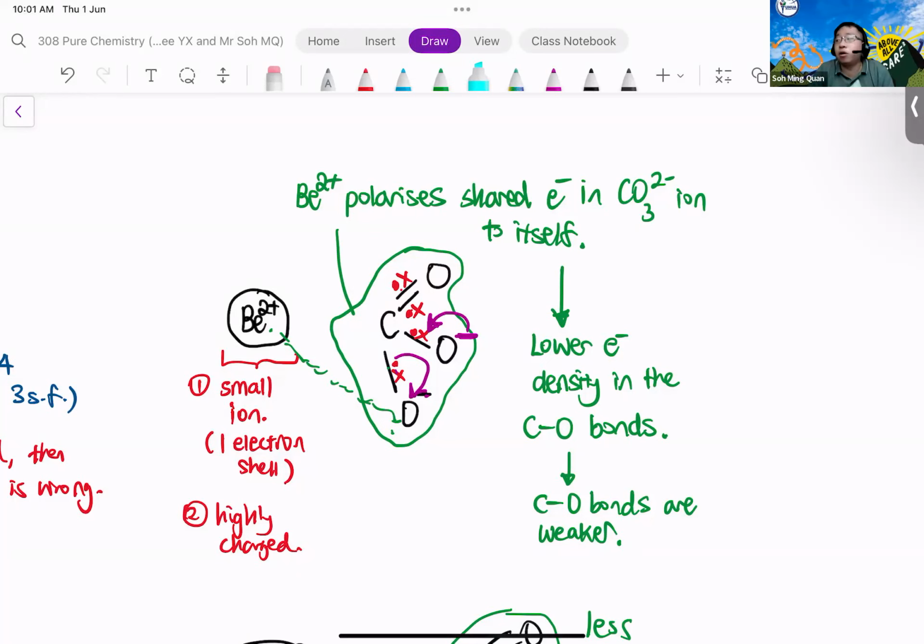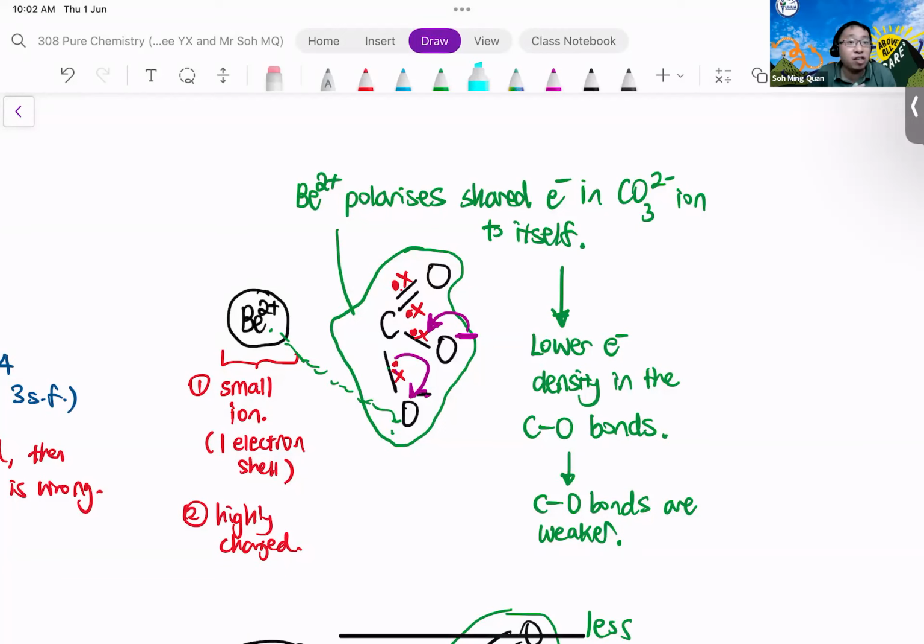As a result, there is lower electron density inside the C-O covalent bonds, right? And covalent bonding requires electrons to be shared. If the electron density that is shared is lower, then the C-O covalent bonds become weaker, so they need less energy to break. That's why the decomposition happens. Decomposition is when the C-O covalent bond inside the carbonate ion breaks, and that happens because the shared electrons are polarized by the metal ion.